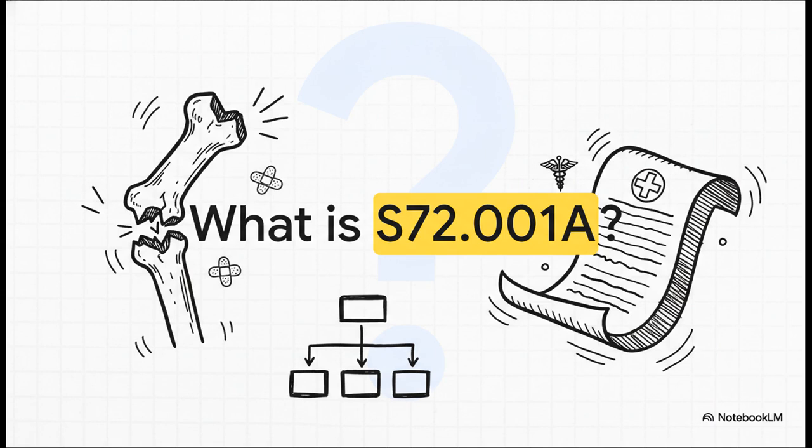So take a look at this, S72.001A. What does that look like to you? Maybe a Wi-Fi password? A license plate? It just looks like a random jumble of letters and numbers, right? But what if I told you that this little code tells a complete and probably pretty painful human story? What could it possibly be?